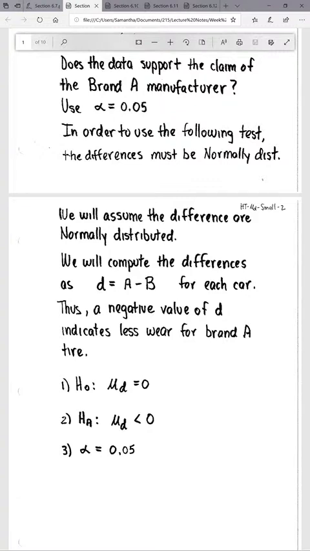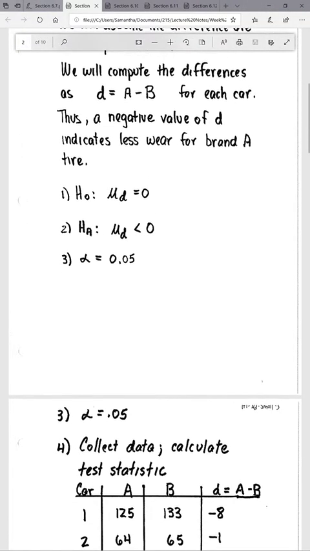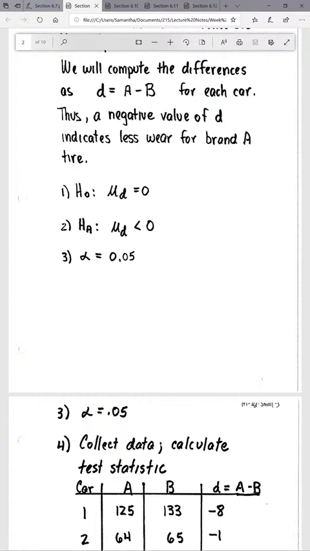Use alpha equals 0.05. So in order to use the following test, the differences must be normally distributed. We will assume that the differences are normally distributed, and we will compute our differences d equal to a minus b for each car. Thus, a negative value of d indicates less wear for brand A tire.